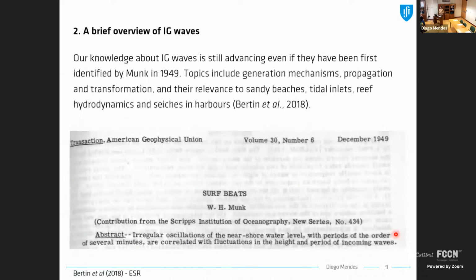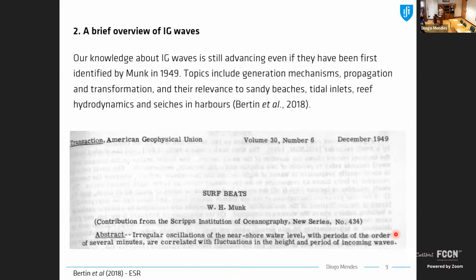Finally, our knowledge about infragravity waves is still advancing, even if they were first observed by Walter Munk in 1949. Topics include generation mechanisms, propagation and transformation, and their relevance to sandy beaches, coral reefs, tidal inlets, and also seiches in harbors. For a very good overview, with almost 30 authors in 2018, you can see that document.